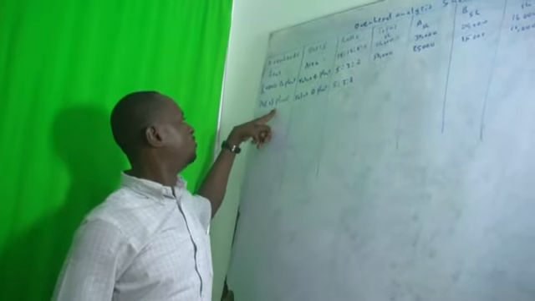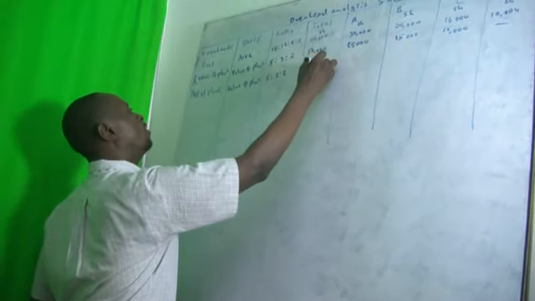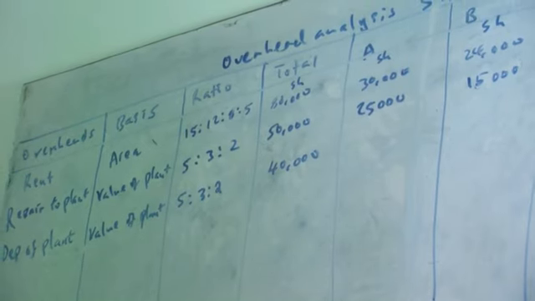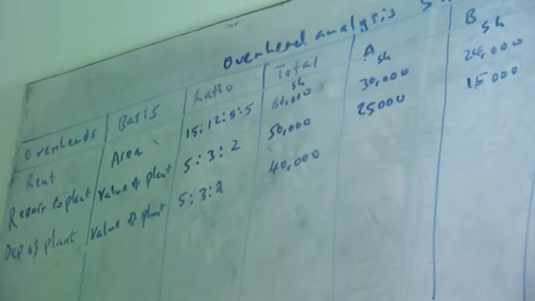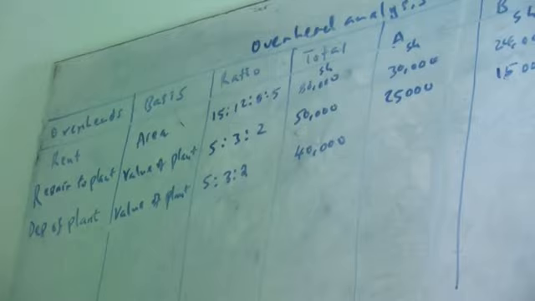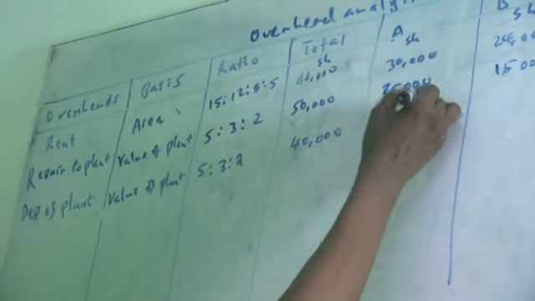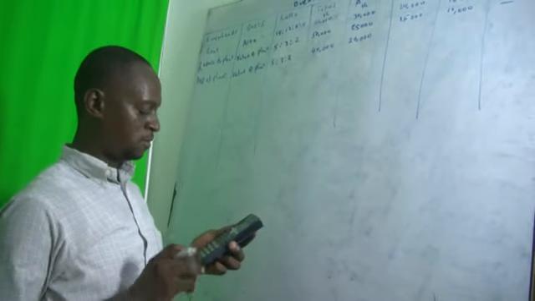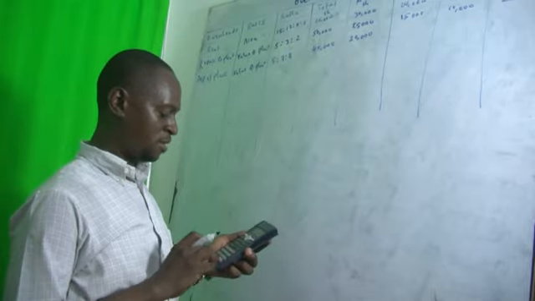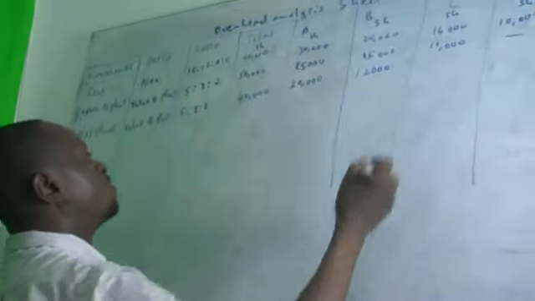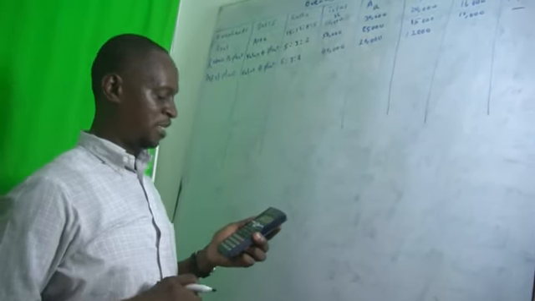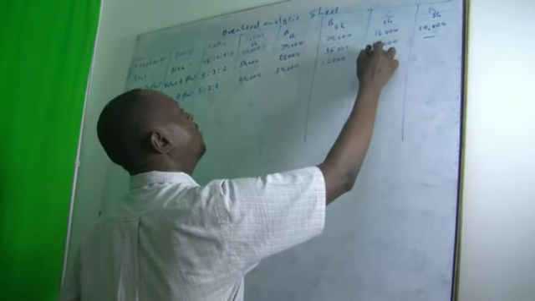Now, how much is the total of these overheads? That is depreciation of plant, and we have it as 40,000. So let's do reapportionment. In the first case, we have 5 divided by 10, multiplied by 40,000. That gives us 20,000. Next we have 3 divided by 10 times 40,000, which gives us 12,000. Last we have 2 divided by 10 times 40,000, which gives us 8,000.